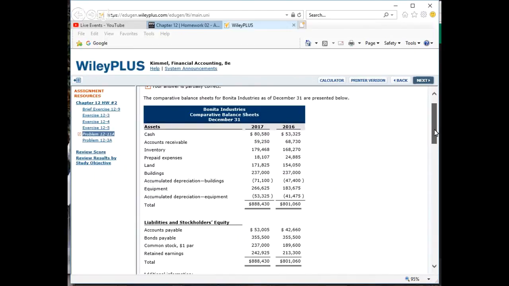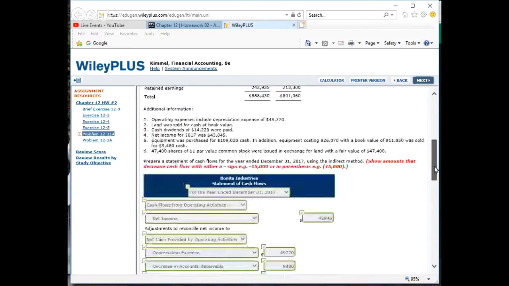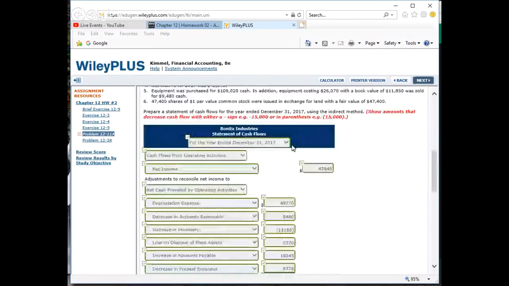So down here, we start filling out the statement of cash flows. Sorry, I'm so exhausted today and this week. I spent the last week at girls camp.